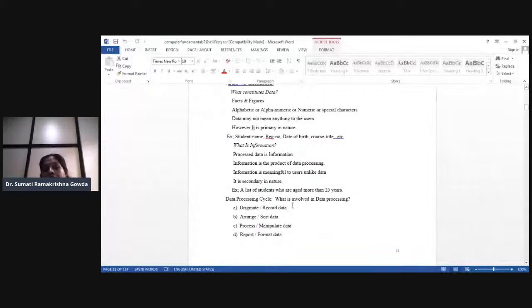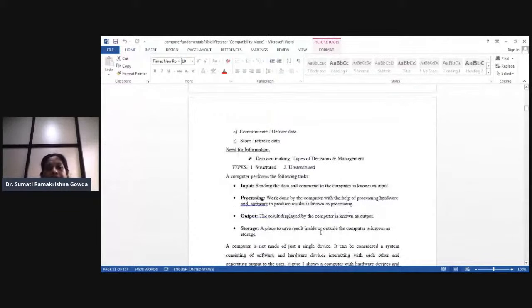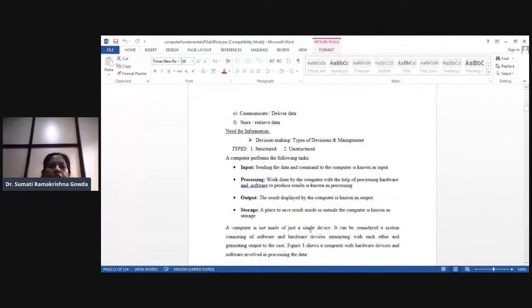So what is involved in data processing? See, data processing involves: record, then originate, which means you are creating a record. Then, after creating the records, you are arranging it, sorting it, arranging in alphabetical order A to Z like that. Then you can use that data for manipulations. Then generate the report, then communicate, deliver data, store or retrieve data whenever you need it. Okay. Then, the need for information. Why do you need information? For decision making. So decision making, types of decisions in management. There are two types, structured and unstructured.